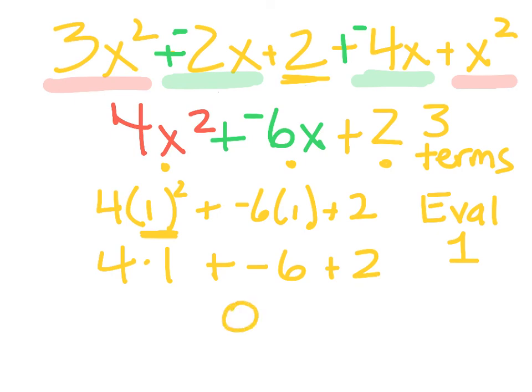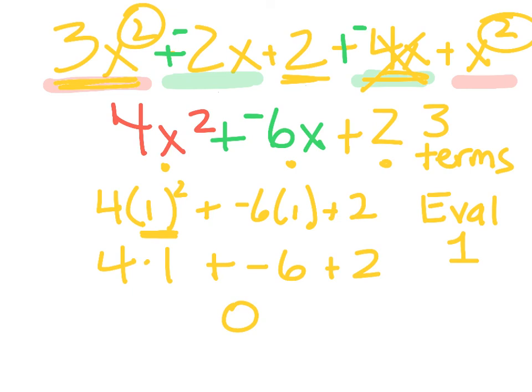So evaluating means to find out how much it's worth. Terms are the number of things separated by addition or subtraction. Like terms have the same variable and the same exponent. Same variable, same exponent. Oop, not that one, this one. And then the last thing we talked about.